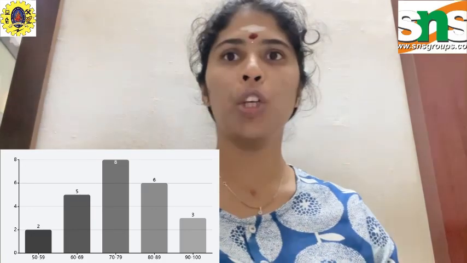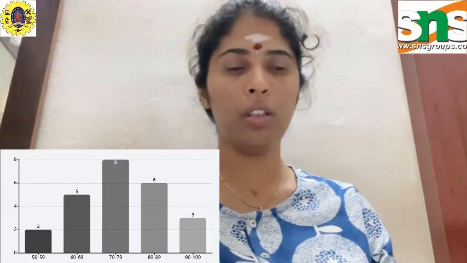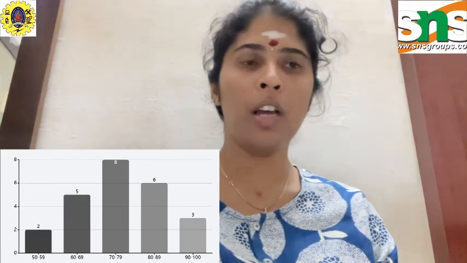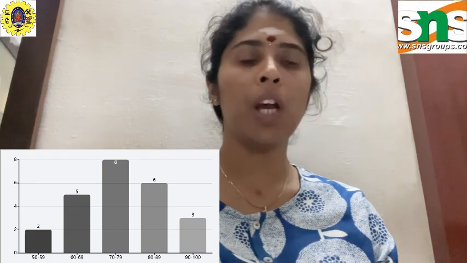Next is cumulative frequency distribution. Let us see the definition of cumulative frequency distribution. Cumulative frequency is the running total of frequencies. It is the sum of the frequency for a given class and frequencies of all preceding classes. Why is it useful? It helps us see how many data points fall below a certain range. This is useful for finding medians and percentiles. For example, you can quickly answer how many students scored less than 80.